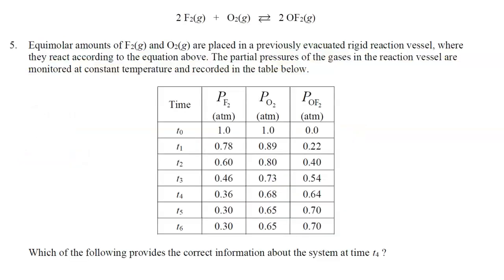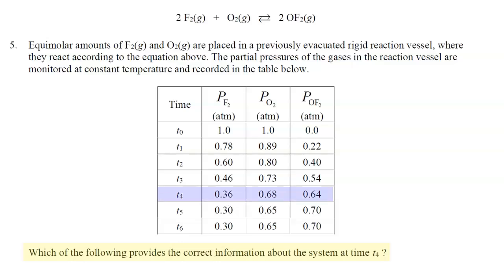Now let's take a look at question 5. In question 5, it says, equimolar amounts of fluorine and oxygen are placed in a previously evacuated rigid reaction vessel where they react according to the equation above. The partial pressures of the gases in the reaction vessel are monitored at constant temperature and recorded in the table below. Which of the following provides the correct information about the system at time T4?